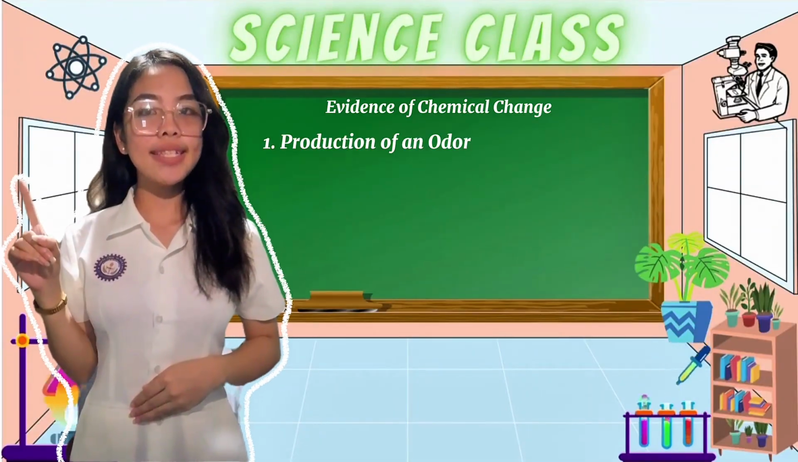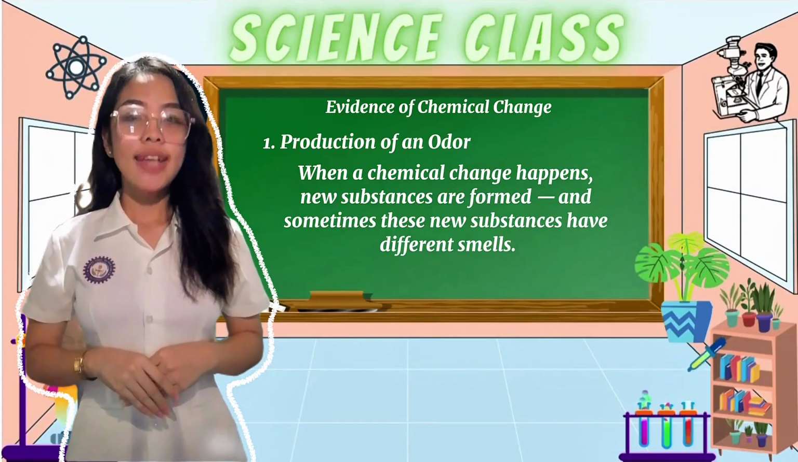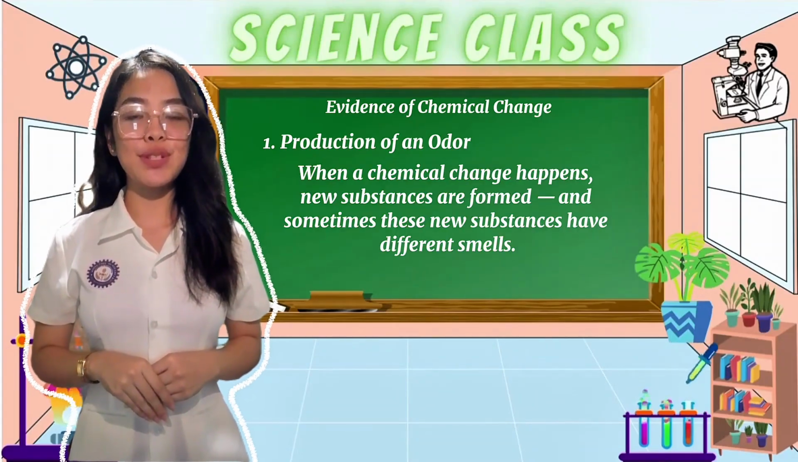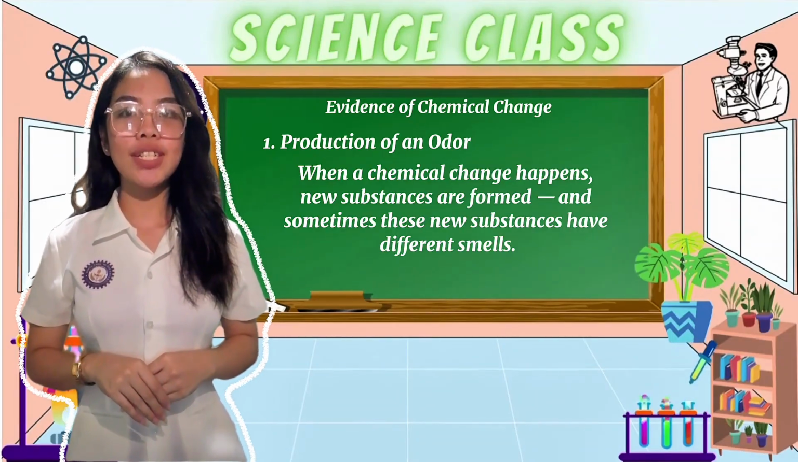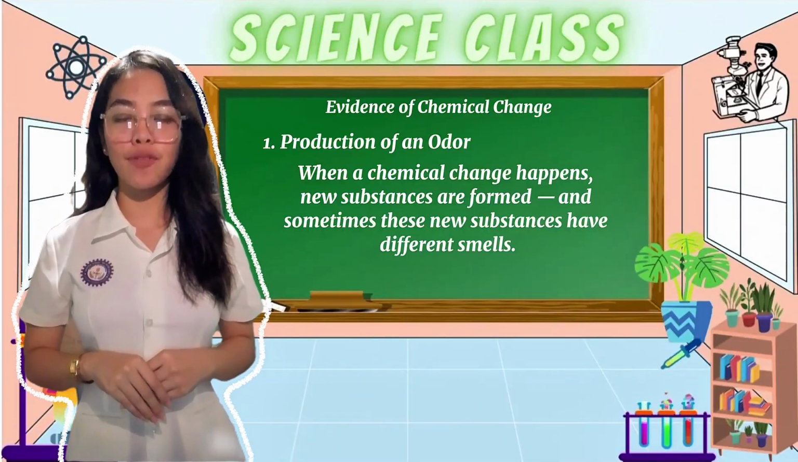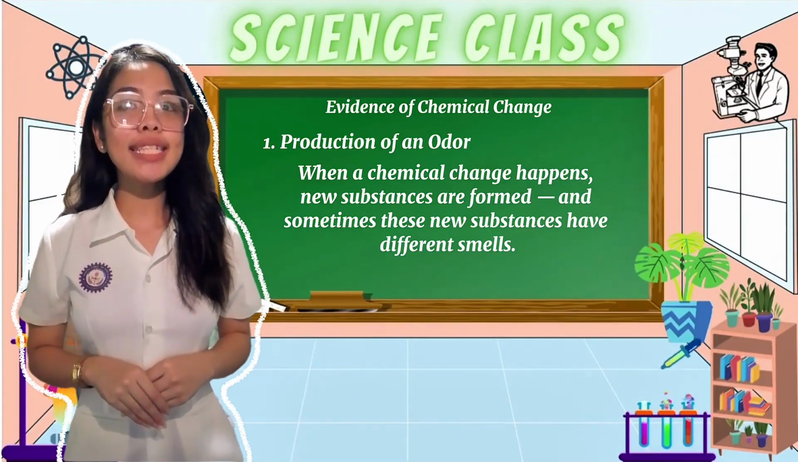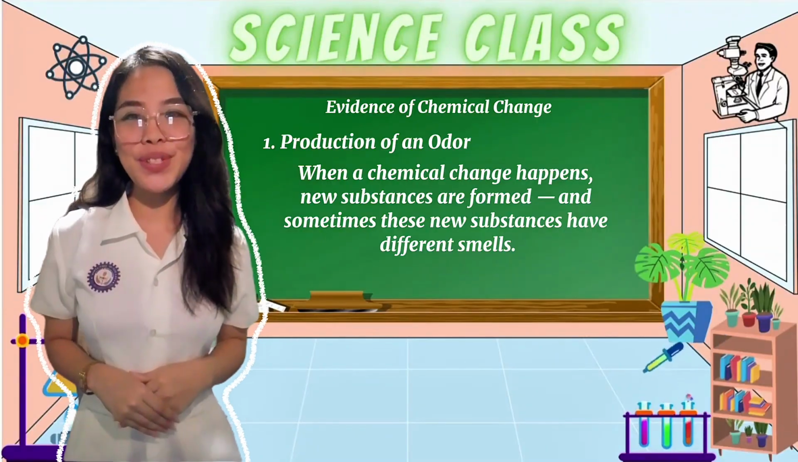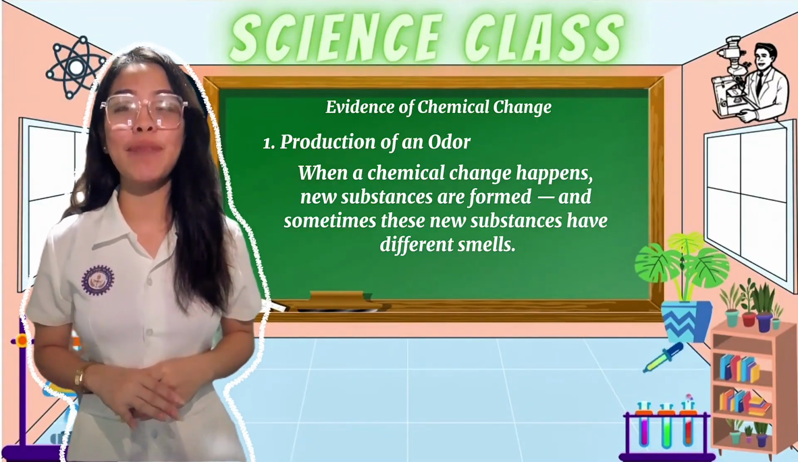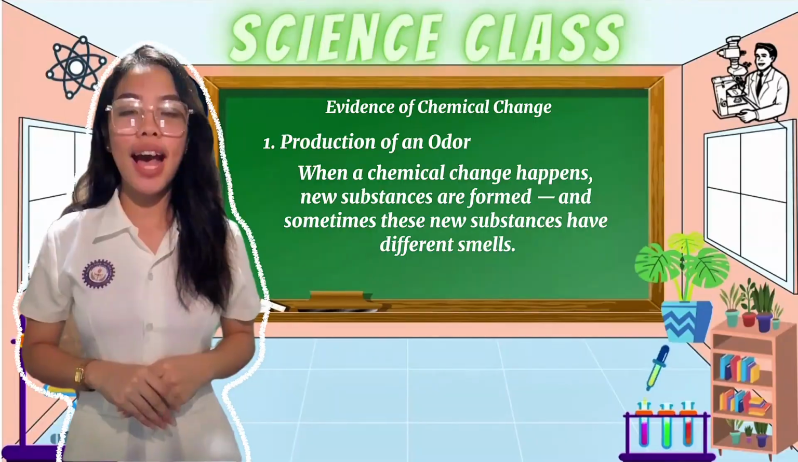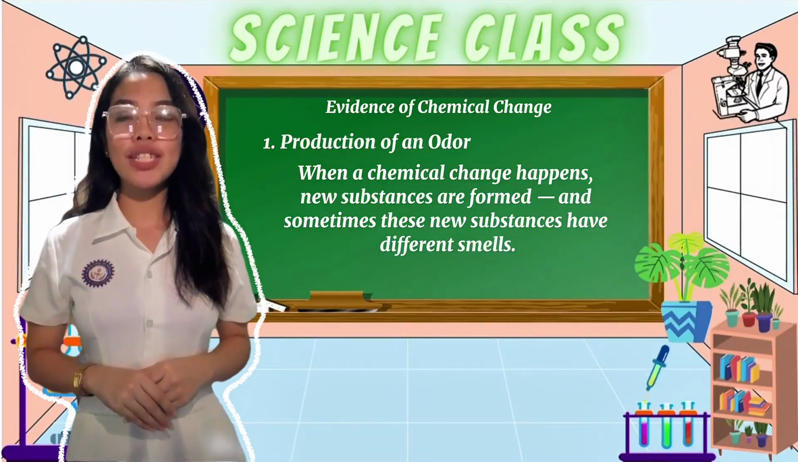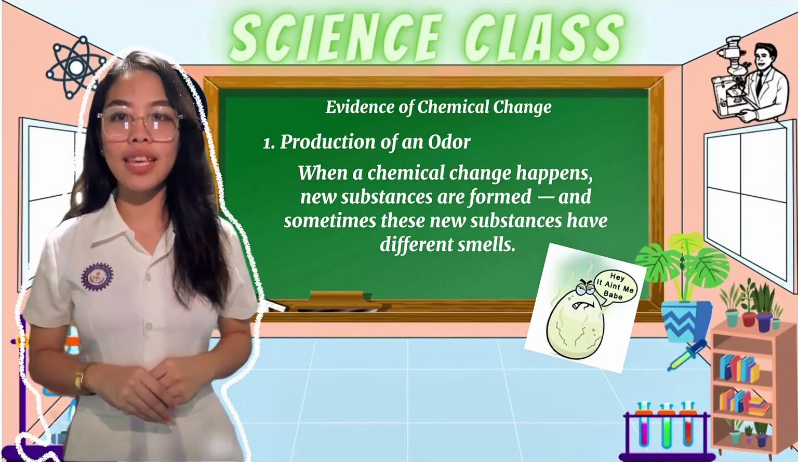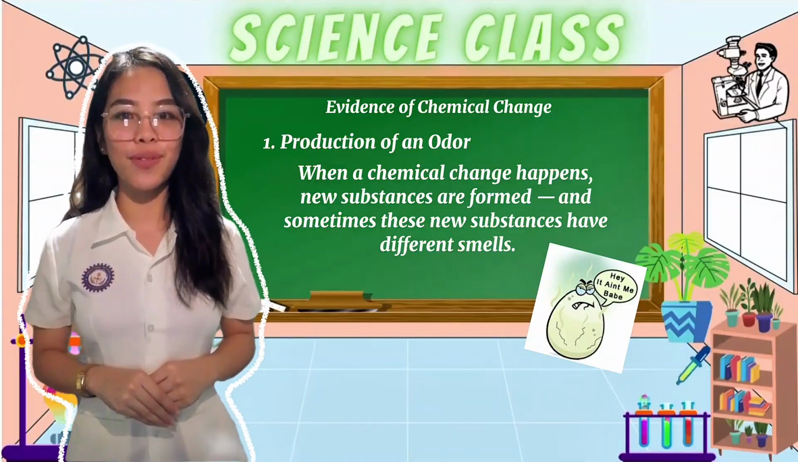So number one is a production of an odor. Some chemical changes produce new smells. When a chemical change happens, new substances are formed, and sometimes these new substances have different smells. That's why a new or strange odor can be a sign that a chemical reaction has occurred. The chemical change that occurs when an egg is rotting produces the smell of sulfur.